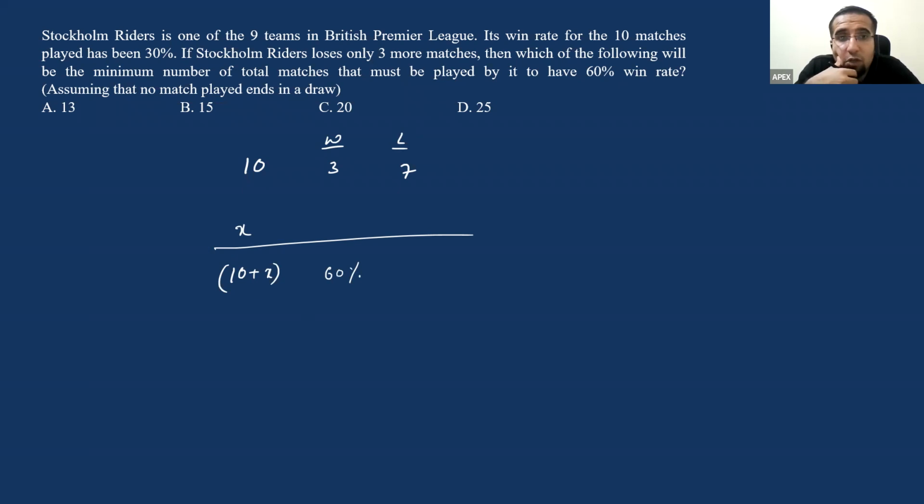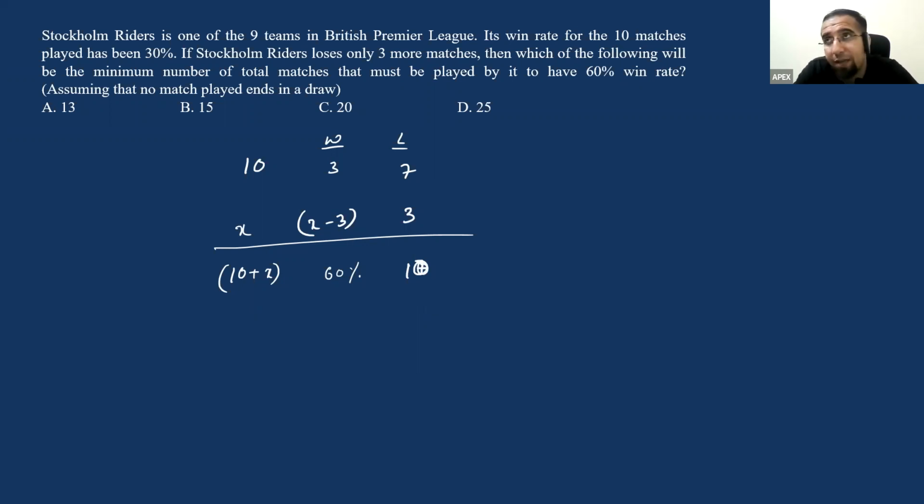Clear? So if I want the minimum number of matches to be played to increase the winning rate, I'm assuming that he lost 0 matches. By winning all the matches, he would come up with it. So the total number of losses is frozen at 7 only. But the question has clearly told you that Stockholm Riders loses only 3 of the remaining matches. So this guy has lost 3 matches out of X matches, so winning matches are X minus 3, and he has lost 10 matches.